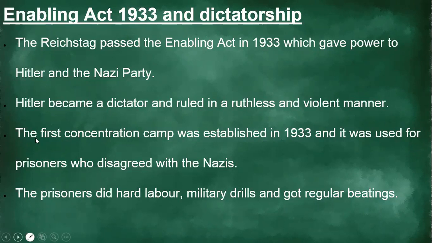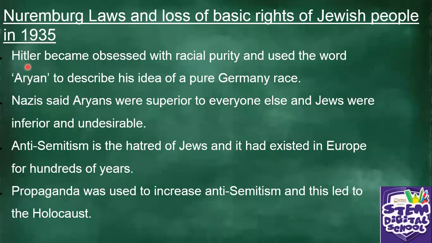All right. And then we look at the Nuremberg Laws. You're supposed to know about this. It's very important. What were the Nuremberg Laws? Hitler became obsessed with racial purity and used the word Aryan to describe his idea of a pure German race. So Hitler was saying some races are more superior than others. He was bringing racism.